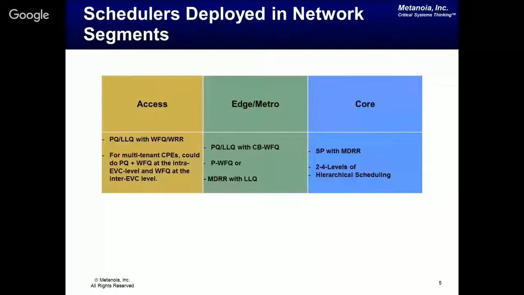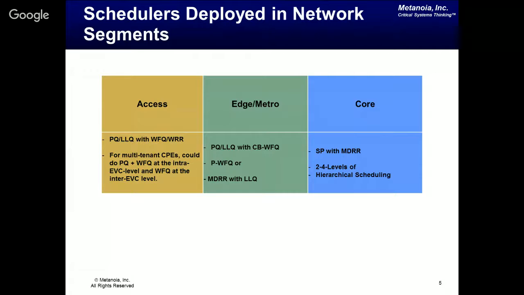There you go. So this table basically lists out the kinds of schedulers that are most commonly deployed in different parts of the network. If you look at the access, you typically have a priority queue or a low latency queue combined with weighted fair queuing or weighted round robin. Now, weighted fair queuing can be done in the access because you have a small number of flows, and so even though it's somewhat complex, you can still handle it.